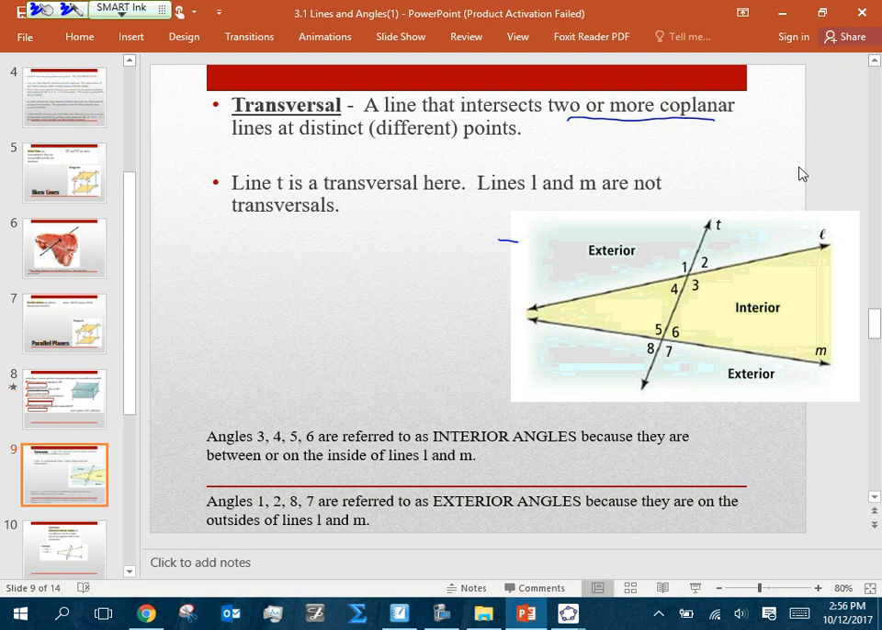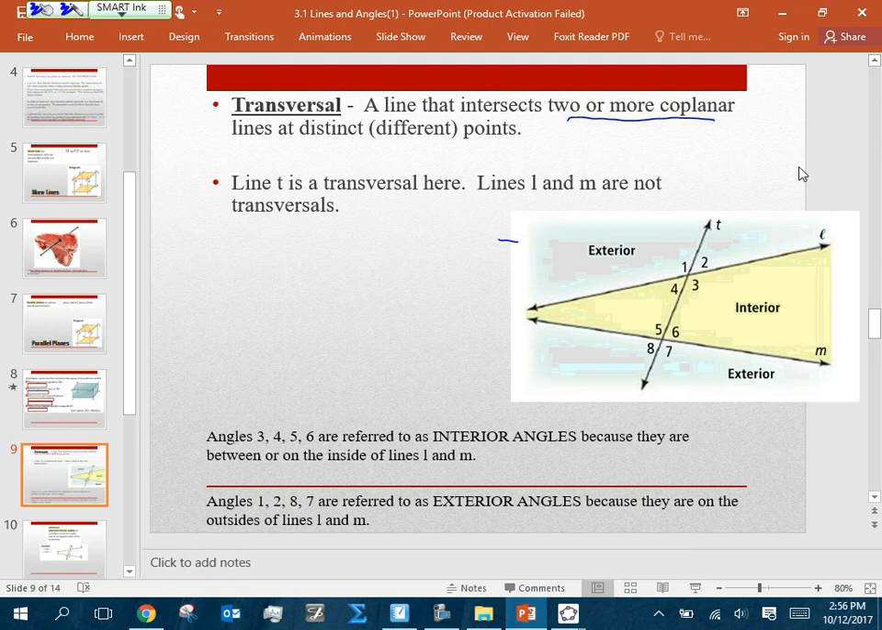The reason we want to be able to identify those is because angles 3, 4, 5, and 6 are all interior angles, so they're going to relate to one another nicely. Because 1, 2, 8, and 7 are exterior angles, there are going to be some nice relationships that allow them to relate to one another. There are already some relationships that you know about these things.